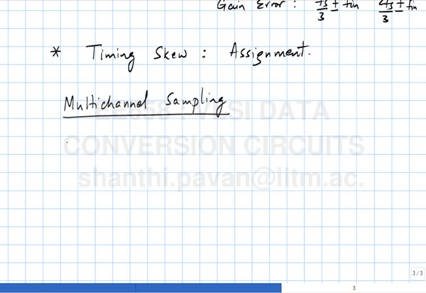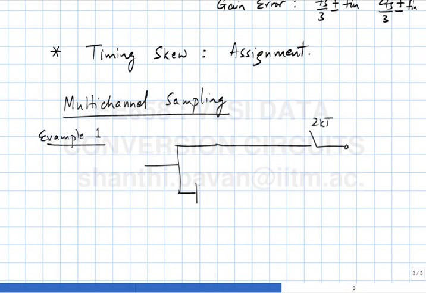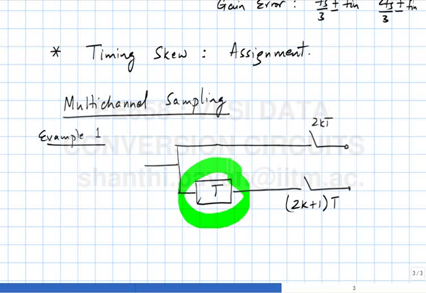So, I am not going to go into the detailed math, I just want you to be aware of this fact. Example 1 was what we have seen already: you take the signal and sample it at 2kT, and this is (2k plus 1) times T, and this is nothing but a delay or advance, it doesn't matter. Okay, this is nothing but a linear time invariant filter whose transfer function is e to the minus j 2 pi f T. This is equivalently what we were doing when you do time interleaving.